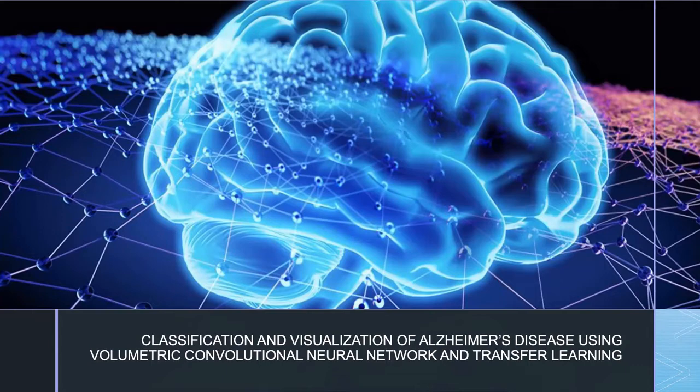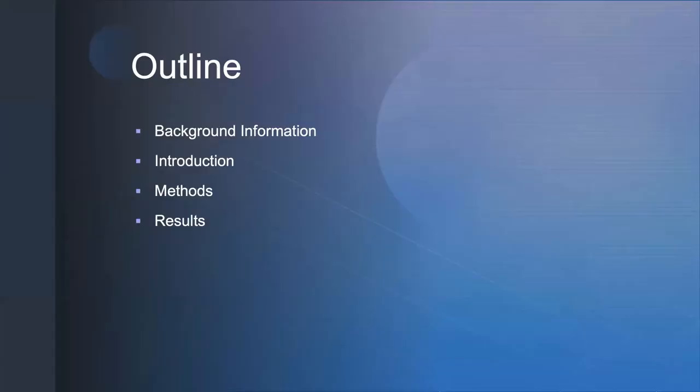So I'm doing my research paper on the classification and visualization of Alzheimer's disease using volumetric convolutional neural network and transfer learning. So the outline of my presentation is that we will go over some background information, go through a little introduction, some methods, and then the results and conclusion.